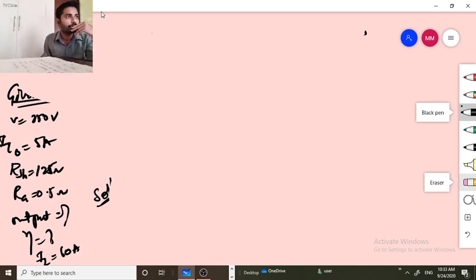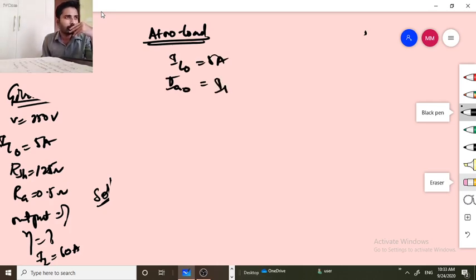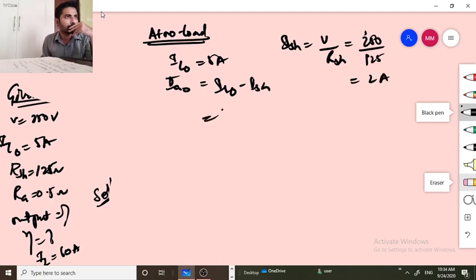No load. First the solution is at no load. At no load, here you're given IL naught. So you need to calculate IA naught. IA naught, this is acting as a motor. So IL naught minus ISH. So ISH is equals to V by RSH. What is the value of V? 250 by RSH value 125. What is the value? 2 amperes. So 5 minus 2 is nothing but 3 amperes, IA naught.